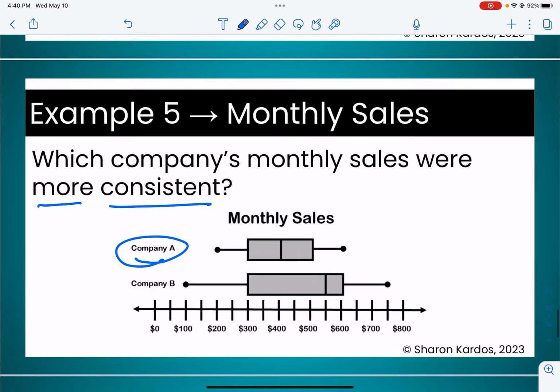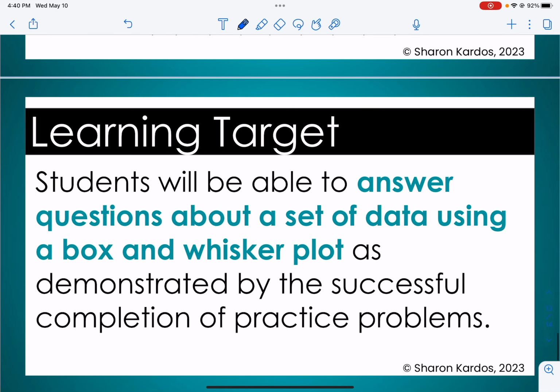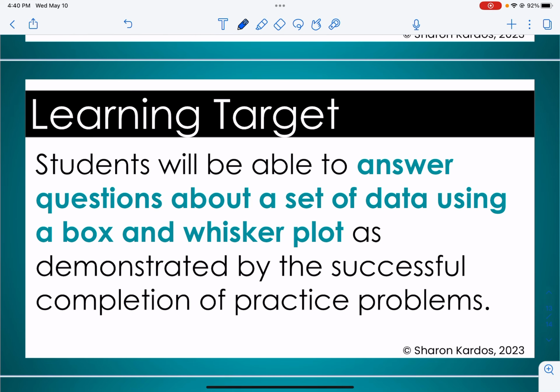All right, I hope this video was helpful. Let's see if we check our learning target. Did we do what we set out to do? Students will be able to answer questions about a set of data using a box and whisker plot, and I would say we definitely successfully completed that.